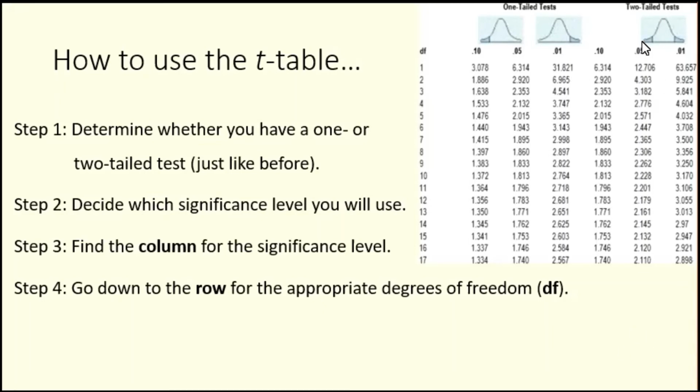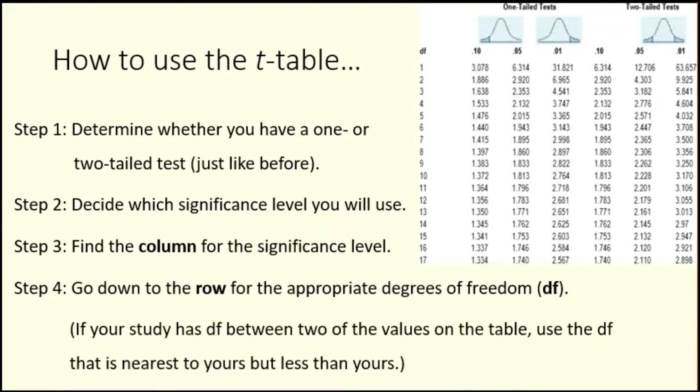And again, for two-tailed tests, we'll use these 3 columns over here, but we do have a one-tailed test in this case. We can see that these degrees of freedom go up incrementally, 1, 2, 3, 4, etc. At a certain point, it does start to jump and doesn't have all the possible values. So if our study has degrees of freedom between 2 values on the table, we'll use the degrees of freedom that is nearest but less than the degrees of freedom in our study. But in this case, we don't have to worry about that.